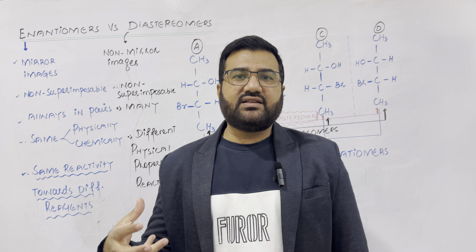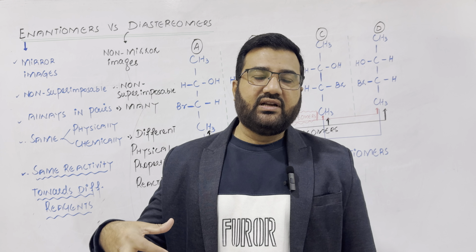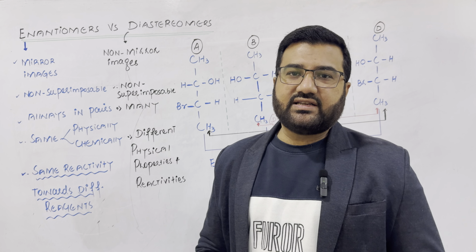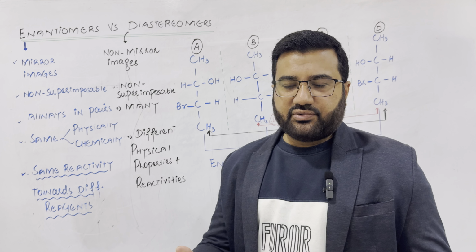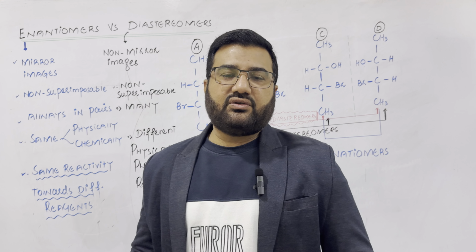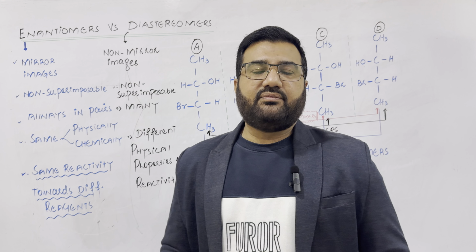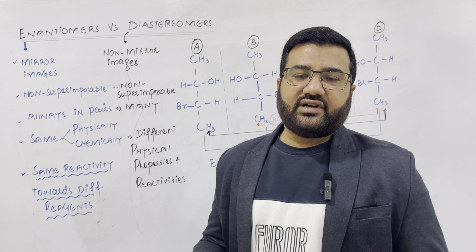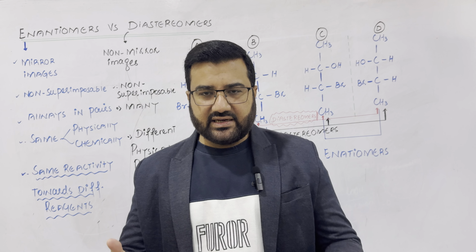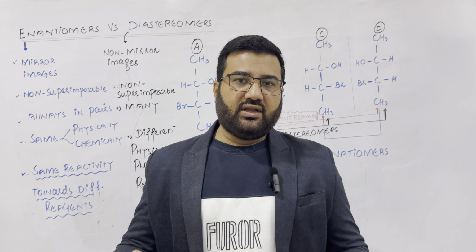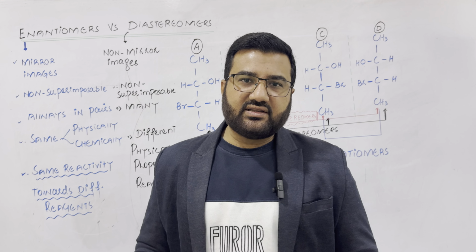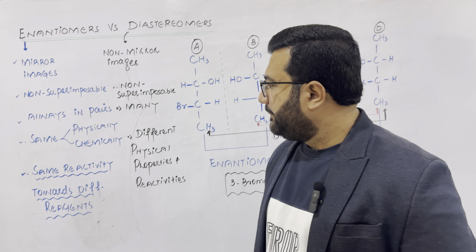They are basically just two identical compounds that have different directions of rotation of the plane polarized light. The one rotates plane polarized light towards the right or clockwise, that is dextrorotatory. The other rotates plane polarized light towards the left, that is levorotatory. Both rotate the plane polarized light in different directions with equal magnitude. That's why one is shown with the positive sign and the other with the negative sign.